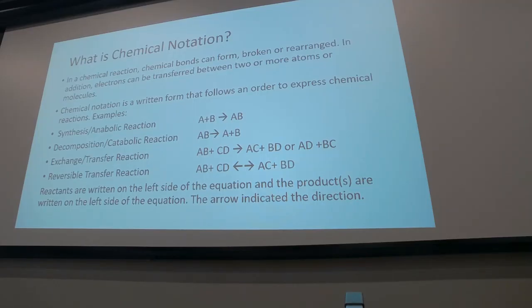And when you have two different reactants that you will combine, you put a plus sign in between. And when the reactants are already together, you don't have this plus sign. But when you have two different products, then you put a plus sign on the right side of the chemical reaction.